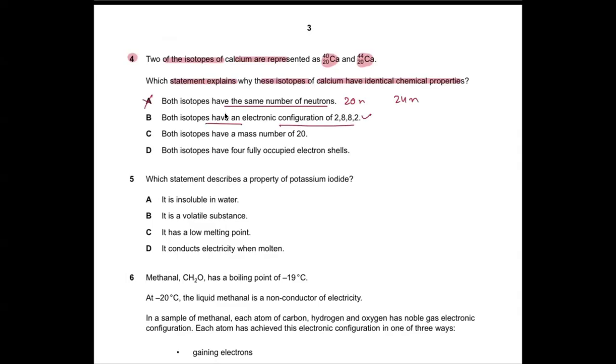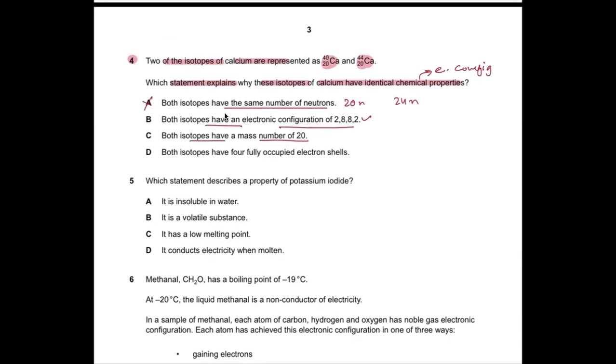Both isotopes have the same electronic configuration. Yeah, that is correct. And chemical properties depend upon electronic configuration, that you have to remember. Both isotopes have a mass number of 20. No. The first one has a mass number of 40 and the second one has 44. So C goes wrong. Both isotopes have 4 fully occupied electron shells. Both have 4 electron shells, but not fully occupied. So D goes wrong as well. We are only left with B, so B is the correct answer.